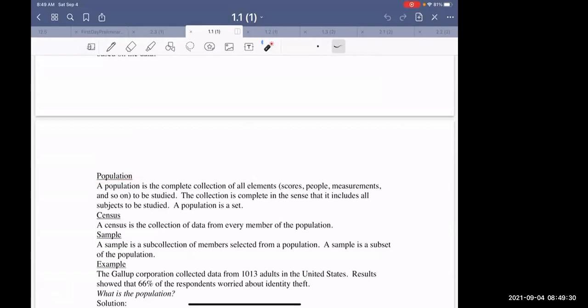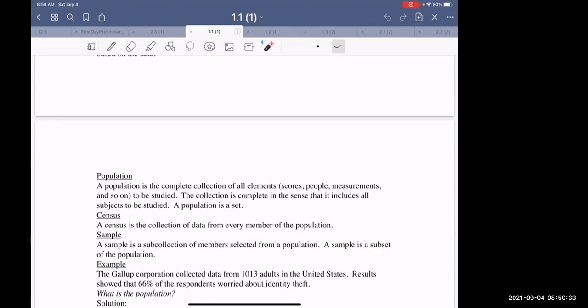A population. A population is the complete collection of all elements that you are interested in. So things like scores, people, measurements. And so this is just the complete collection of everything that you are interested in studying. The collection is complete in the sense that it includes all subjects to be studied. What's a better definition? A population is a set. A census is a collection of data from every member of the population. A sample. This is a sub-collection of members selected from a population. A sample is a subset of the population.